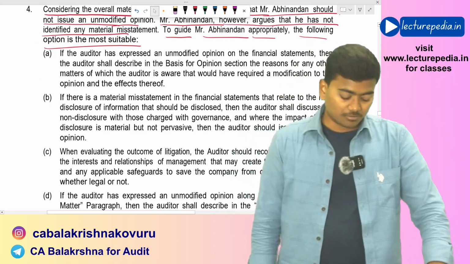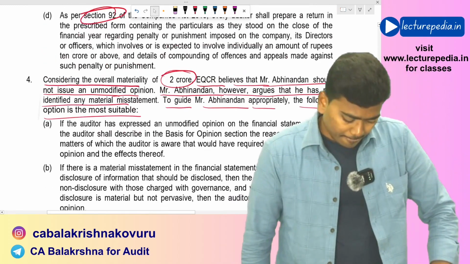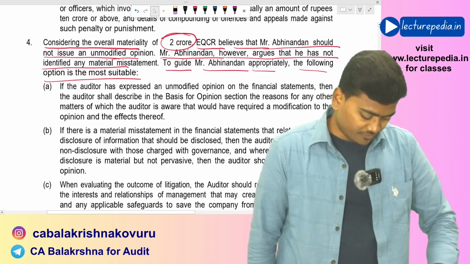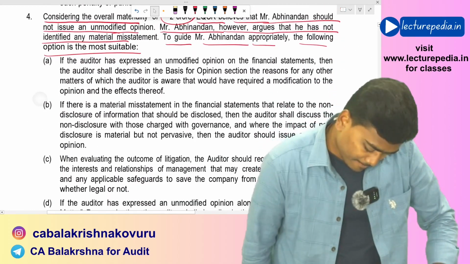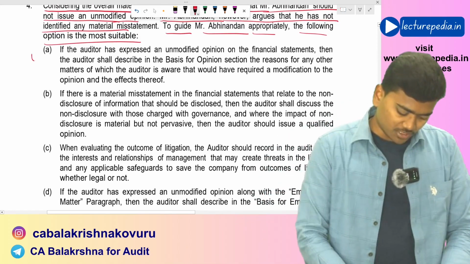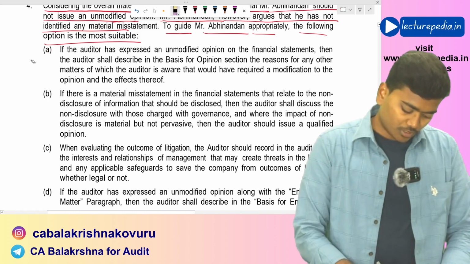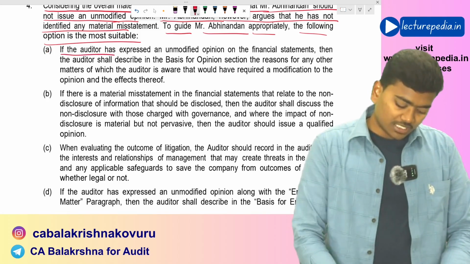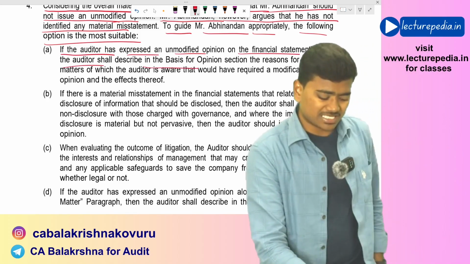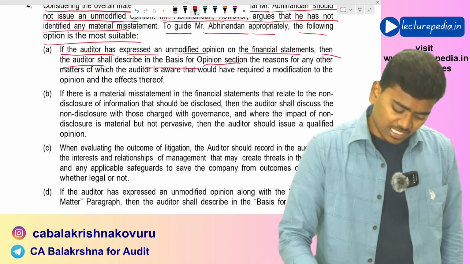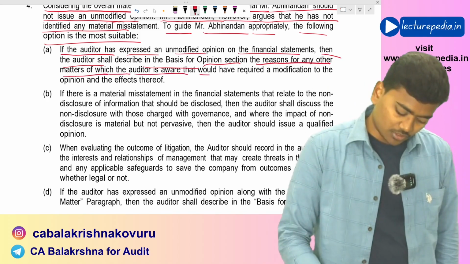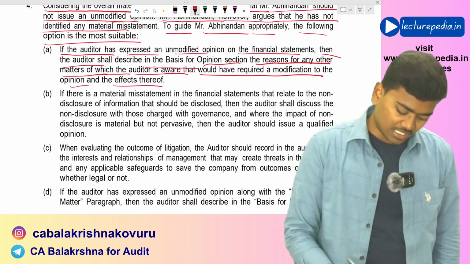Basically, if there is any misstatement in the financial statements, let's read the options first of all. What does option A say? If the auditor has expressed an unmodified opinion on the financial statements, then the auditor shall describe in the basis for opinion section the reasons for any other matter of which the auditor is aware that would have required modification to the opinion and the effects thereof.